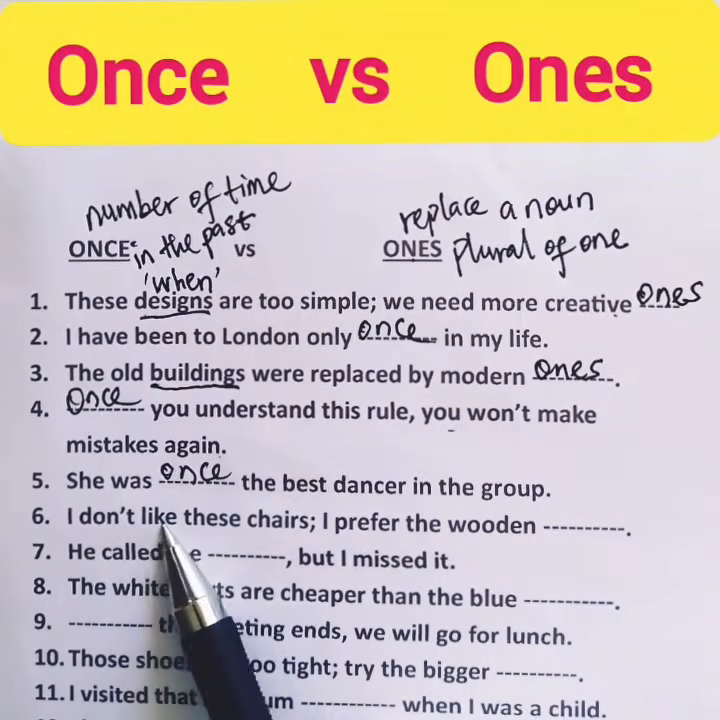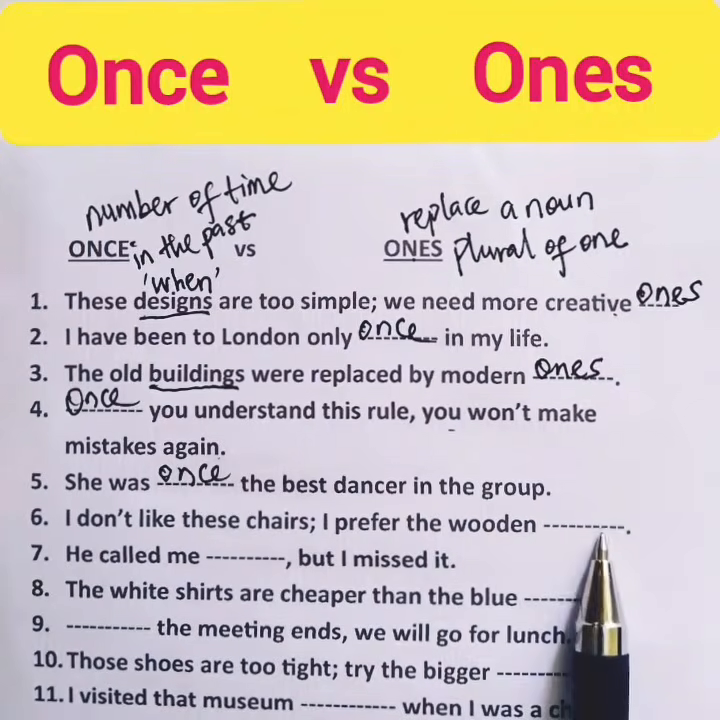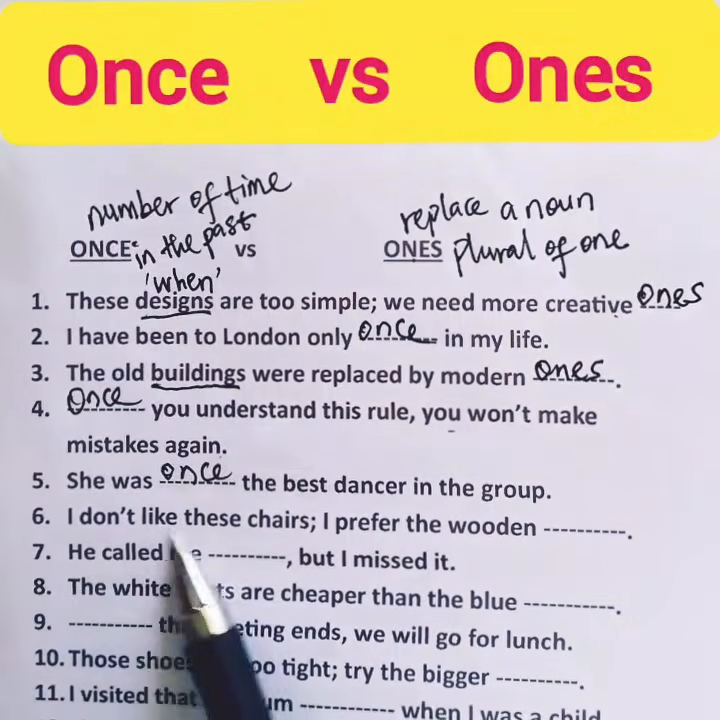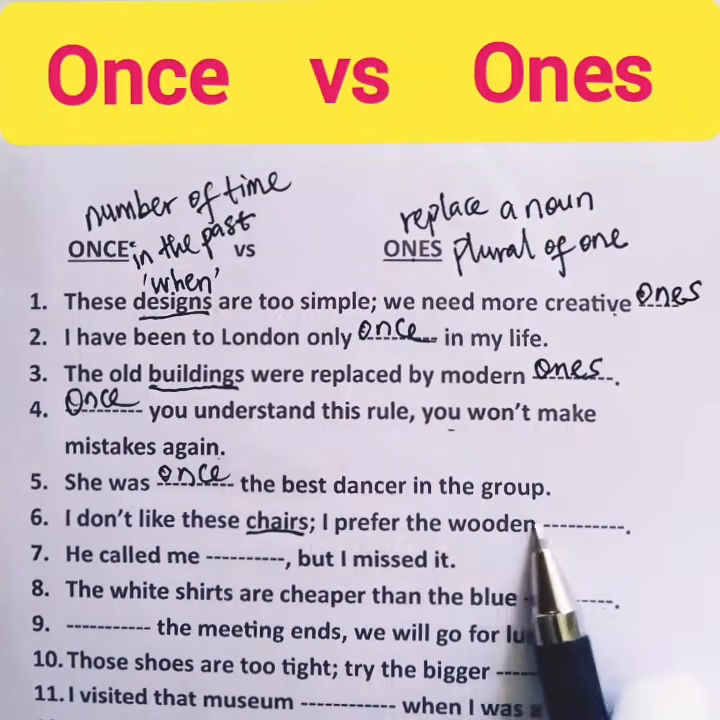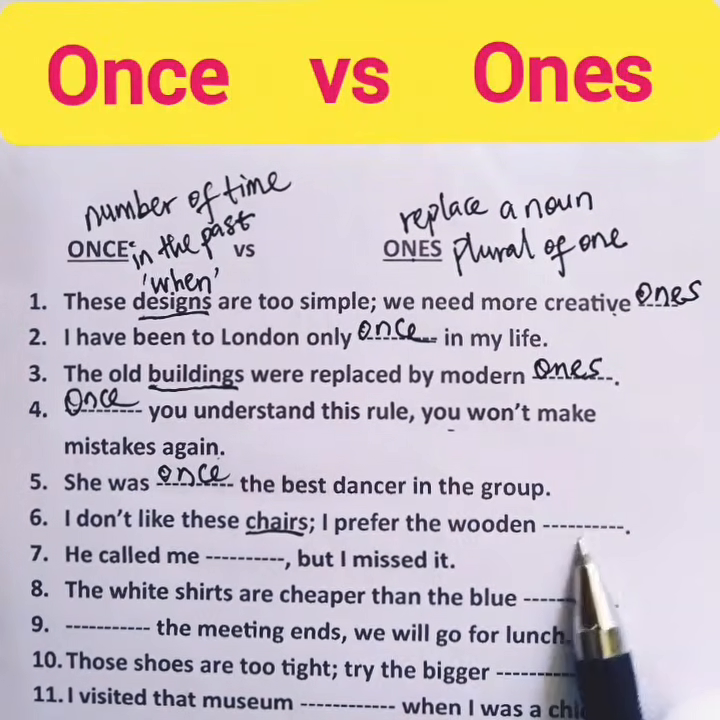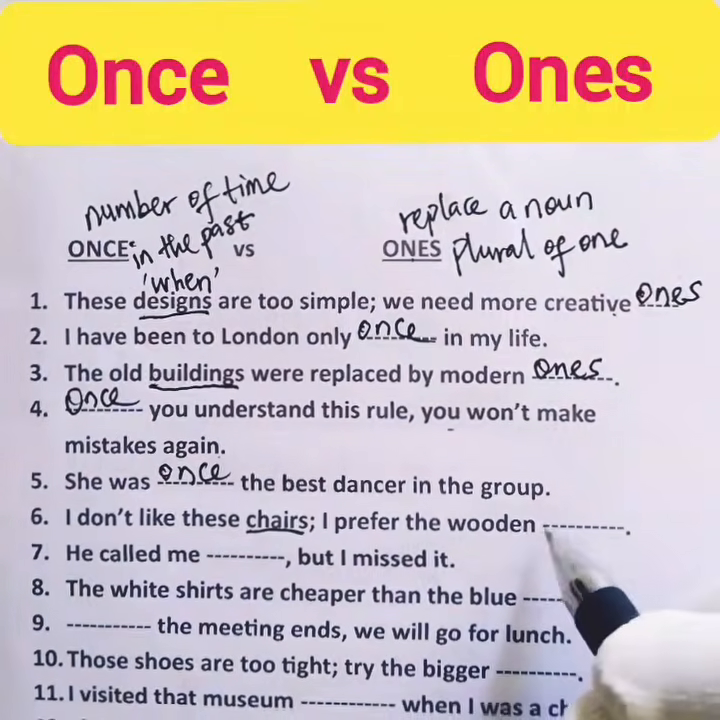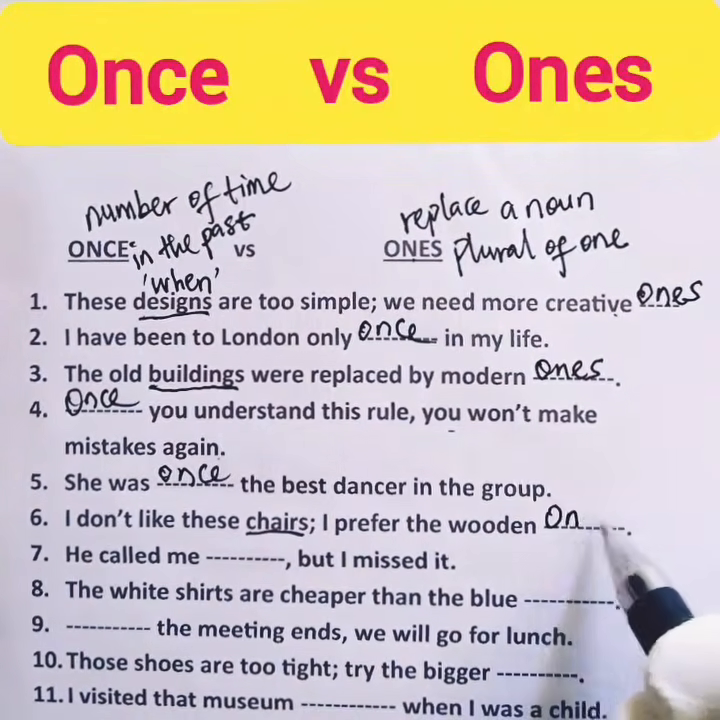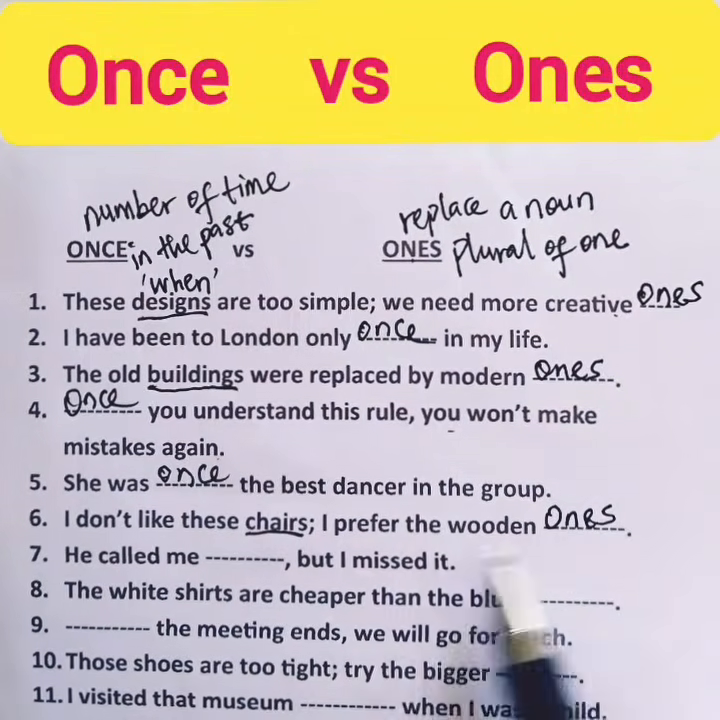6. I don't like these chairs. I prefer the wooden blank. In this sentence, the first part talks about chairs. And here we would have to repeat chairs, wooden chairs. So to avoid repetition, we use "ones" to replace the noun chairs. I don't like these chairs. I prefer the wooden ones.